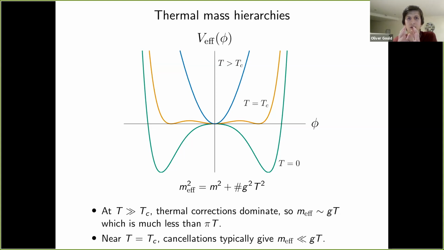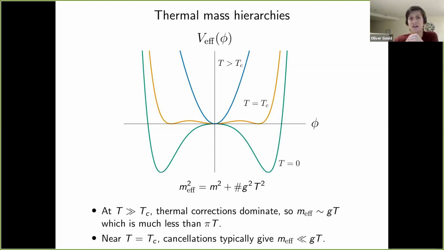So on the hierarchies of scales, there are kind of two reasons here why there are hierarchies of scales. At high temperatures, this term always wins. And because this term always wins, that means your effective mass is always gT, and gT is much smaller than πT. So at high temperatures, there's always a hierarchy of scales. The zero Matsubara mode is always highly occupied.